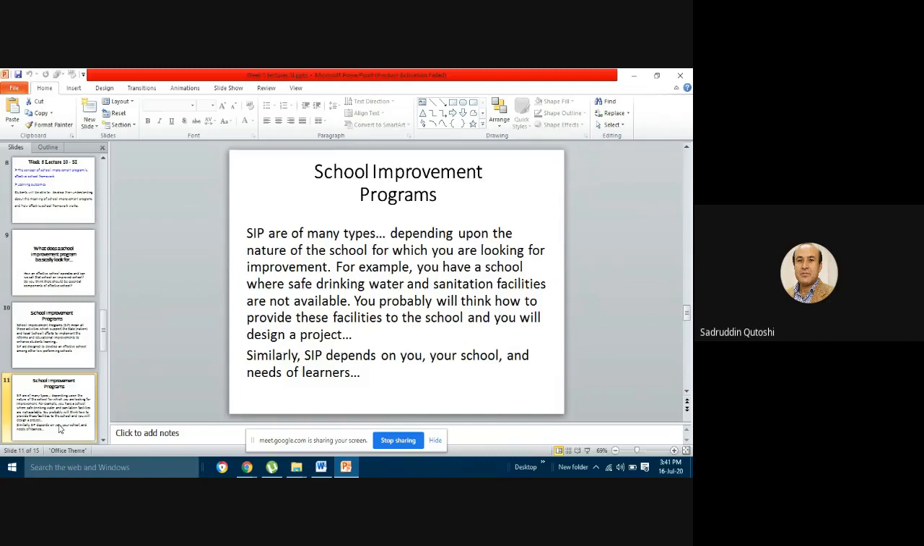you will install in your school, so that those facilities which help students and teachers create an environment that is attractive and inspiring for everyone, an environment that helps learners improve their learning and engage with activities of learning. So these are very important components of effective schools.